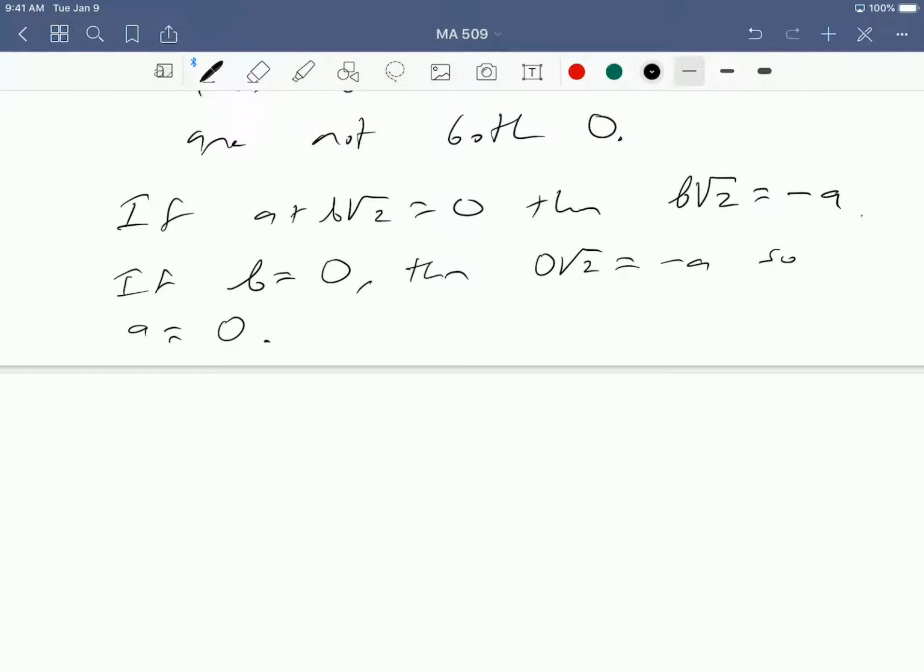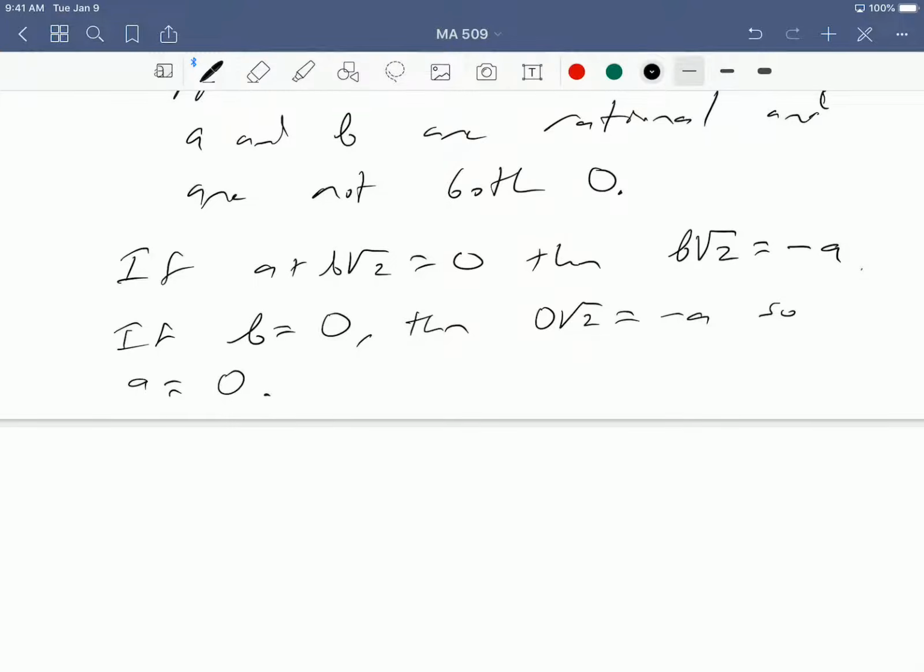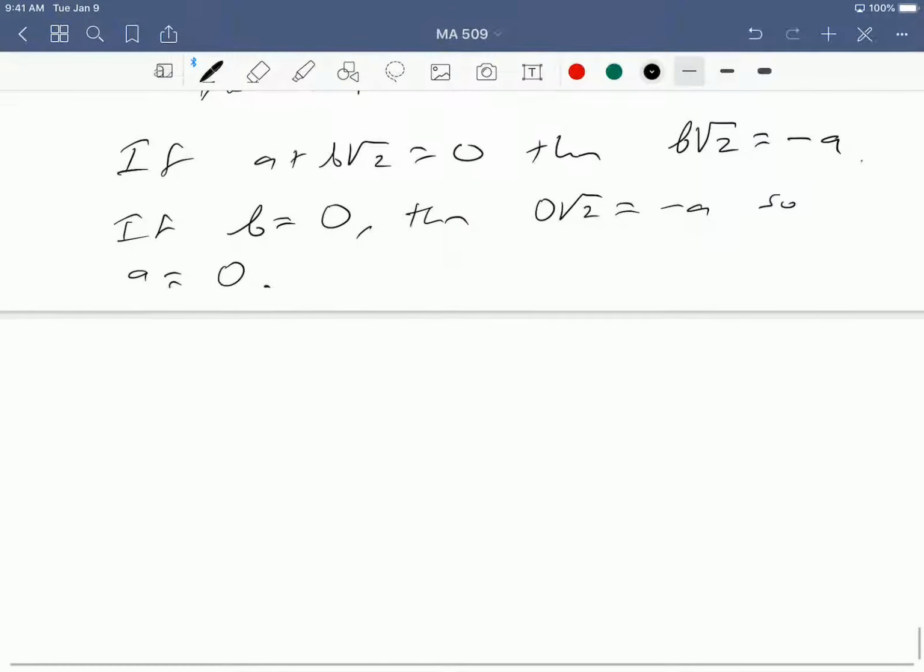But we didn't want that, right? We said a and b are not both 0. So that means we can assume b is not 0. So root 2 is minus a over b. Because b is not 0, I'm allowed to divide by it. And so I take that equation, b root 2 equals minus a, and I divide by b. So I get that root 2 is minus a over b.